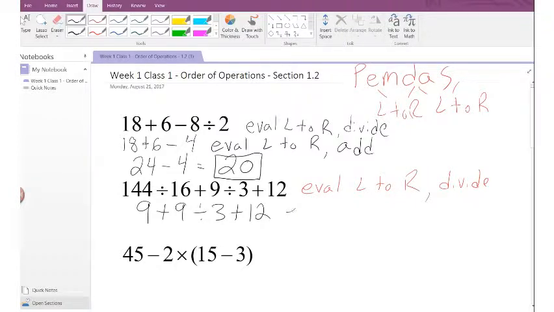Again, we are going to evaluate left to right. Everybody on your own, think about that. Okay, Aman, what comes next here when we evaluate left to right? Yeah, so I'm going to write divide, and we are going to divide 9 divided by 3. Addition, division, addition. Aman, what's 9 divided by 3? All right.